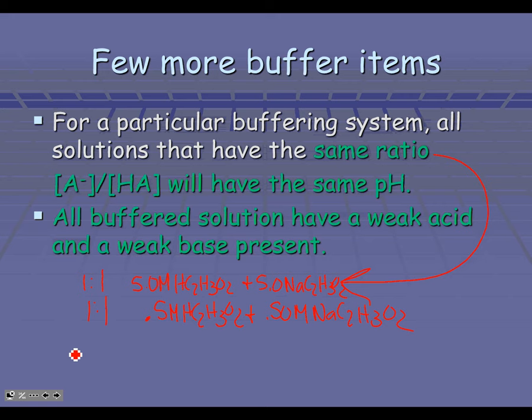So if you were working a problem and you calculated the pH of this first solution, and then in the B problem the ratio was still the same, you wouldn't have to do any more work. You can just state same ratio as the first problem, so it has the same pH. So that's kind of a little quick trick you can use to get through some problems.